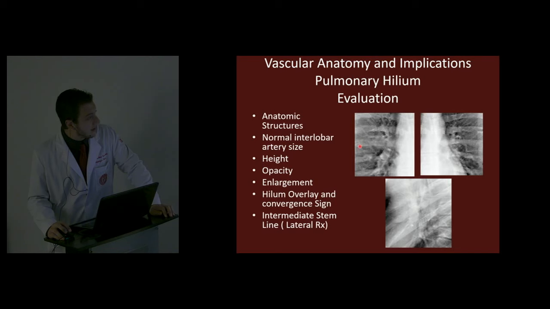So we already talked about some of the X-rays, but the evaluation of the hilum has some particular things. We can understand the anatomic structures through the right and the left hilum. We have special signs, so we can identify masses, like the hilum overlay or the hilum convergence sign. In the lateral chest radiograph, we can understand this intermediate stem line. And we can evaluate the height, its opacity, or if it's enlarged, as well as the width of that normal interlobar right-sided artery.